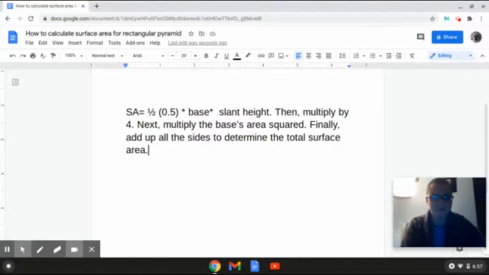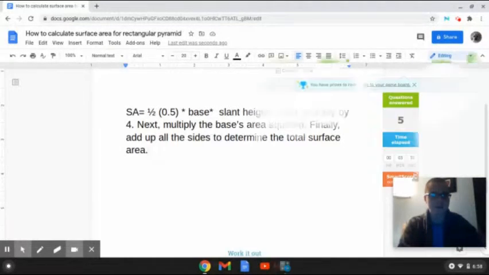Alright, so the way that we're going to be calculating the surface area for a rectangular pyramid is first by multiplying 1/2, or 0.5, times the base times the slant height. Then we're going to multiply that answer by 4 because a rectangular pyramid has 4 sides. Next, we're going to add the base's area squared. And then finally, we're going to add up the sides to determine the total surface area. So let's try a few problems together.